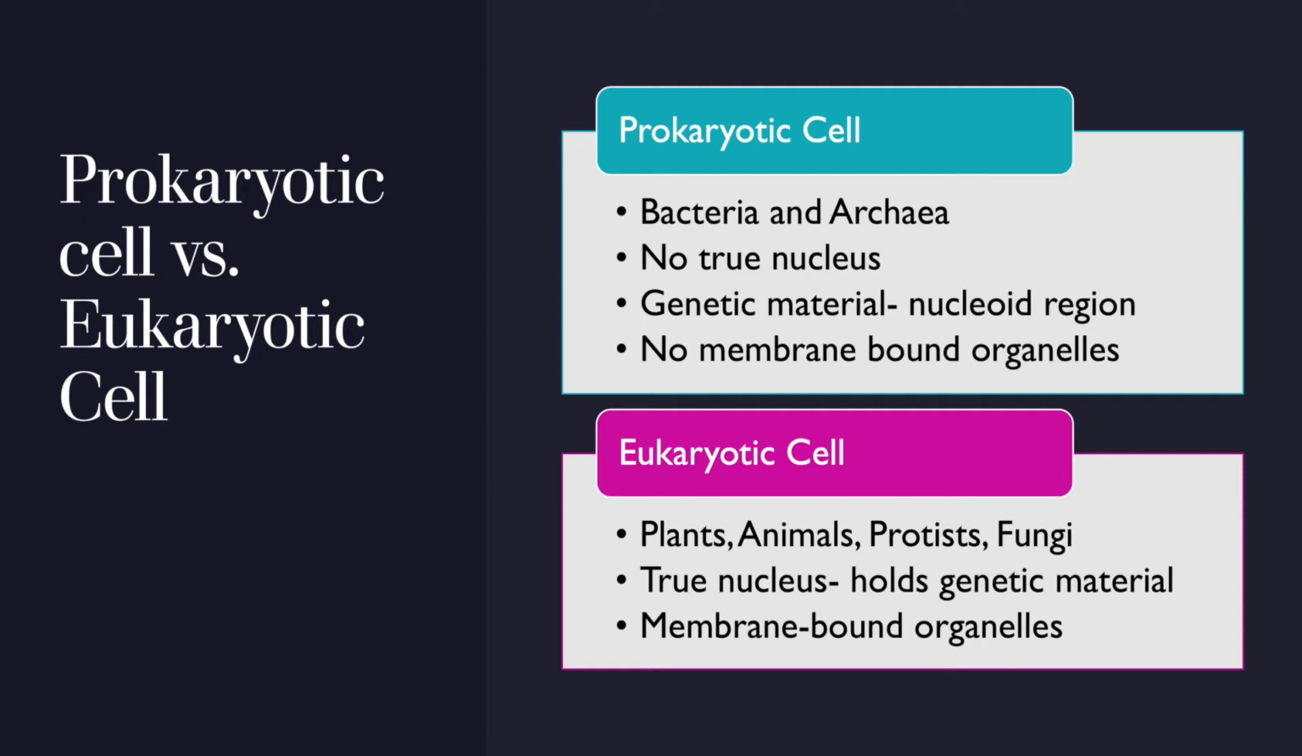Eukaryotic cells are found in plants, animals, protists, and fungi. They have a true nucleus surrounded by a nuclear envelope. Their genetic material is found in the nucleus. And lastly, they have membrane-bound organelles. The internal membranes are very important as they sequester the biochemical processes going on within each organelle from the rest of the cell. This allows for each organelle to have a unique environment specific to its function.